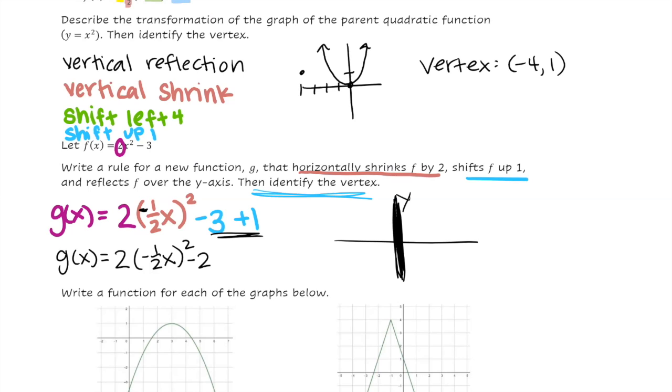Mainly the shifts, the translations have to do with the vertex. A reflection or a stretch or shrink, those don't really have much to do with the vertex. The vertex, though, it looks like we had to shift up 1. So usually the vertex is at 0, 0, but we shifted up 1. So vertex is 0, 1.